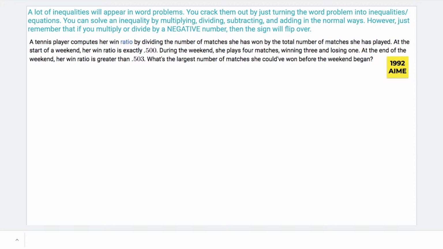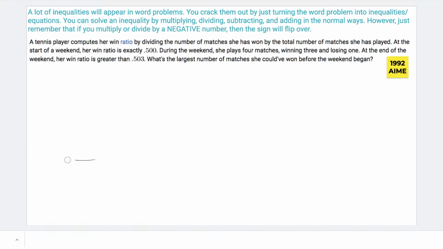For example, if I have negative x is greater than negative 2, and if I divide both sides by negative 1, the answer is not x is greater than 2. It's actually x is less than 2, because you flip the sign over. So now let's solve this problem to show the example of inequalities.